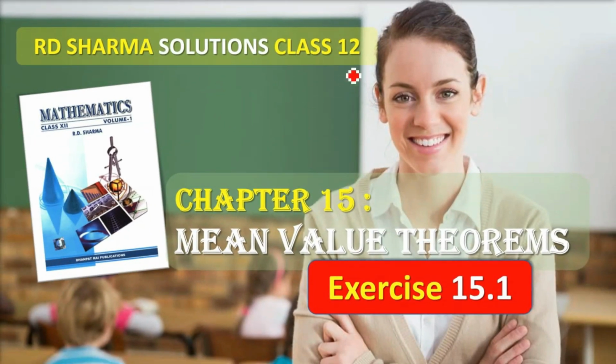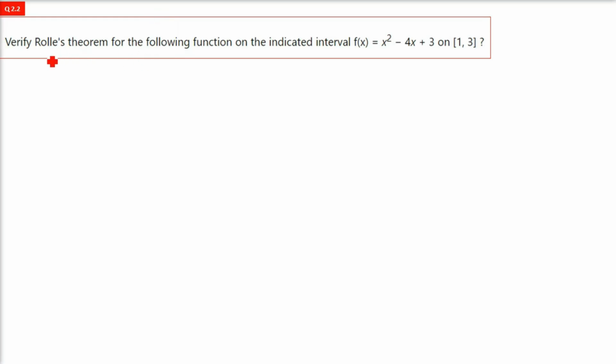This is R.D. Sharma solution, class 12, chapter 15, mean value theorems. Exercise 15.1. Verify Rolle's theorem for the following function on the indicated interval: f(x) equals x square minus 4x plus 3 on [1, 3].